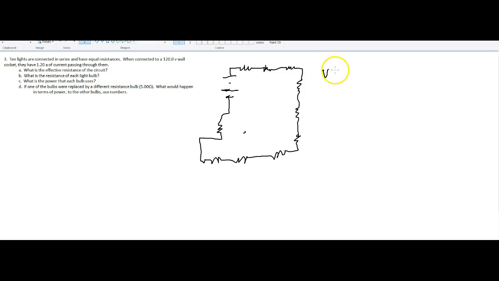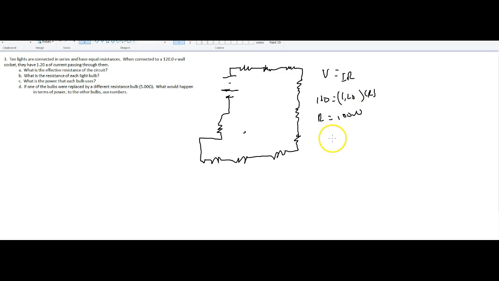I'm going to go V equals IR. My total voltage is 120. My current is 1.2. That's my total current, right? Because it's a series circuit, all of it has to go through there. So what's my resistance? My effective resistance is 100 ohms.